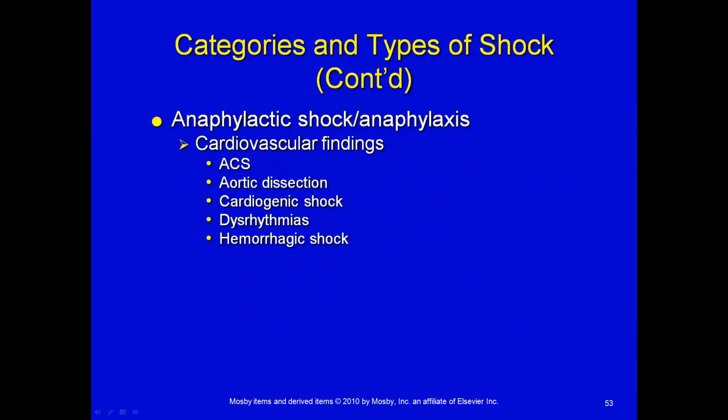Some cardiovascular findings associated with anaphylaxis may include an acute coronary syndrome, perhaps initially an aortic dissection, cardiogenic shock, dysrhythmias, and hemorrhagic shock occurs on the back end with an increase in capillary permeability. So now these vessels that are dilated from the release of chemicals during the allergic reaction have dropped the pressure in the system, but all this blood pooling out in the periphery increases the pressure inside the capillaries, causing them to weep or leak or hemorrhage into the tissue.